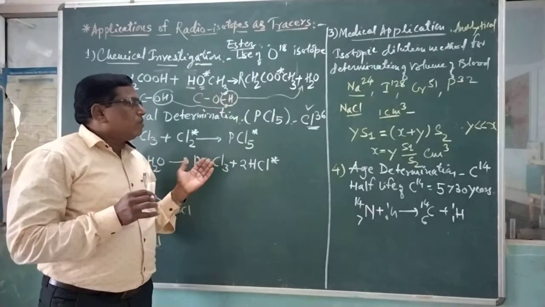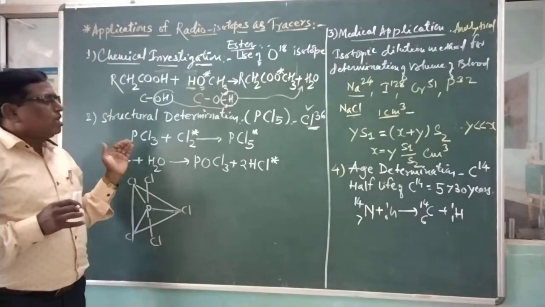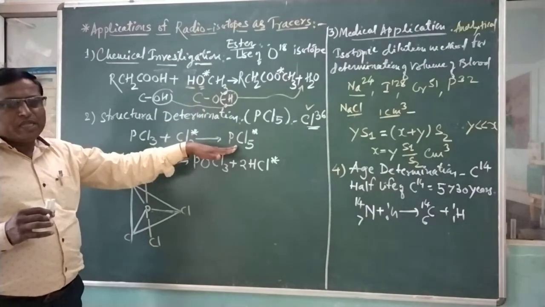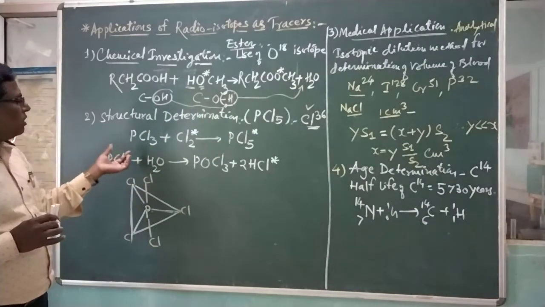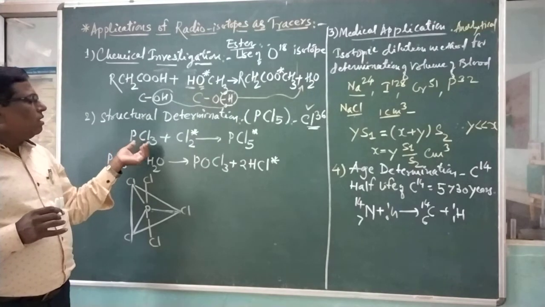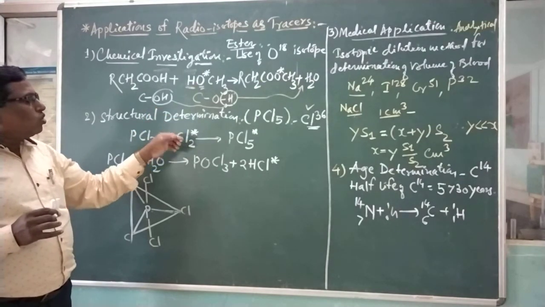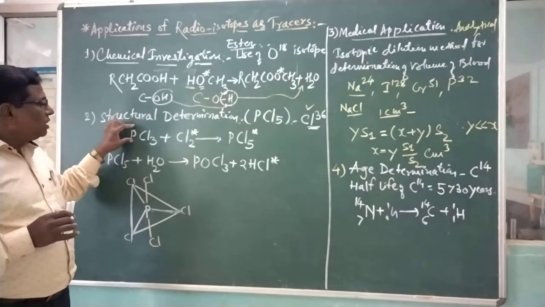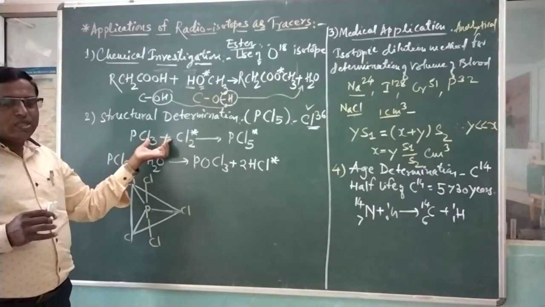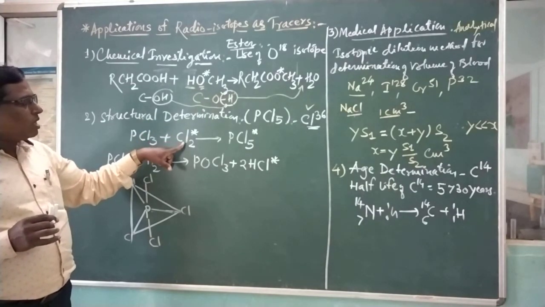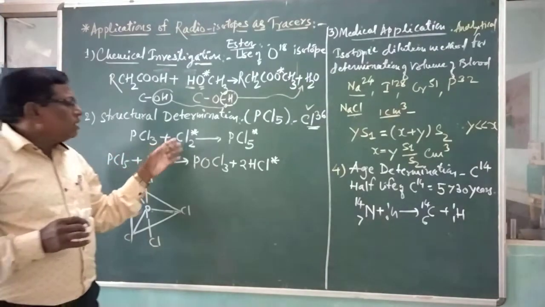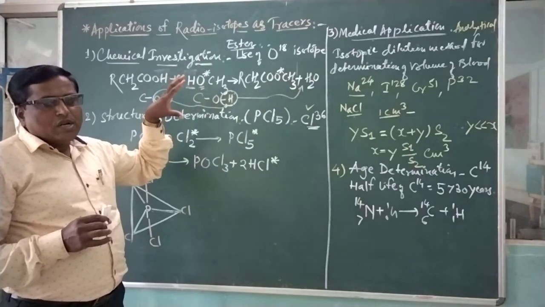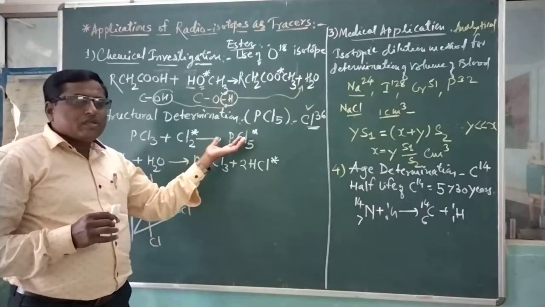How can it be studied? It can be studied by the synthesis of PCl5. How is it done? It is done by taking phosphorus trichloride plus labeled Cl2 gas with Cl36. PCl3 and Cl2 are combined together. Here we have taken two labeled isotopes, and therefore the radioisotope enters PCl5, and this is the product.